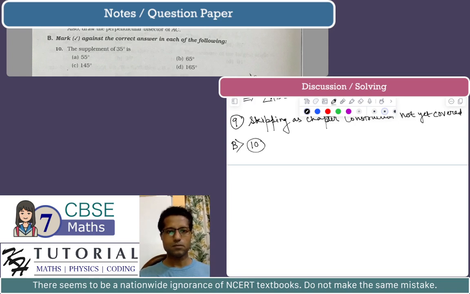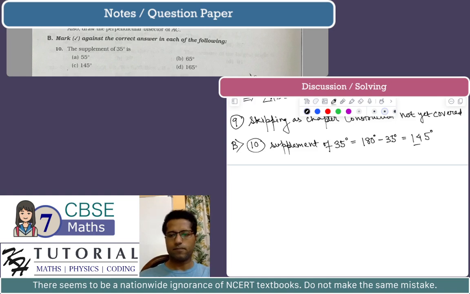Okay. Problem number 10. The supplement of angle 35 is... We know that two angles are supplementary to each other when their sum is equal to 180 degrees. So supplement of any angle x degrees will be equal to 180 degrees minus x degrees. So supplement of 35 degrees will be equal to 180 degrees minus 35 degrees. This is equal to 145 degrees. So the correct choice is C.